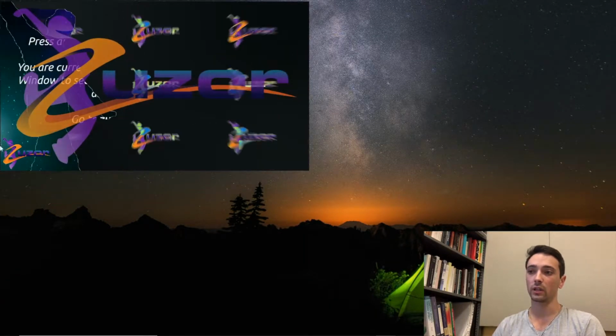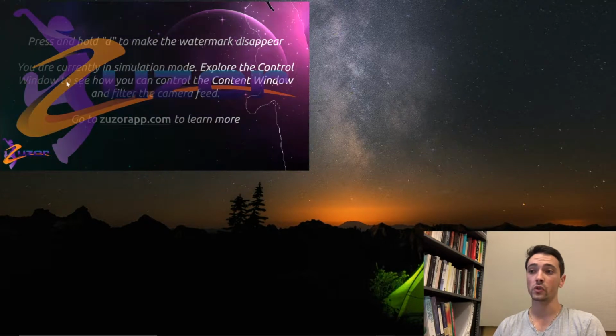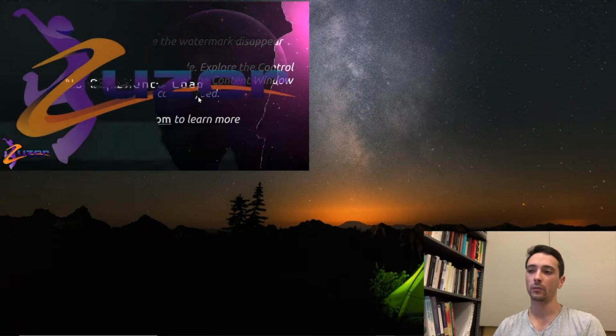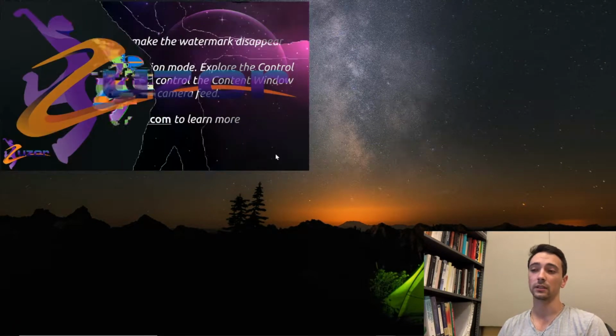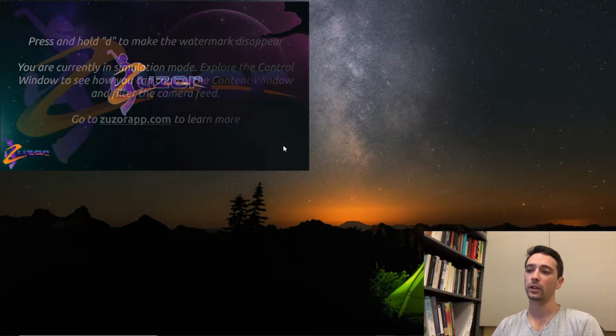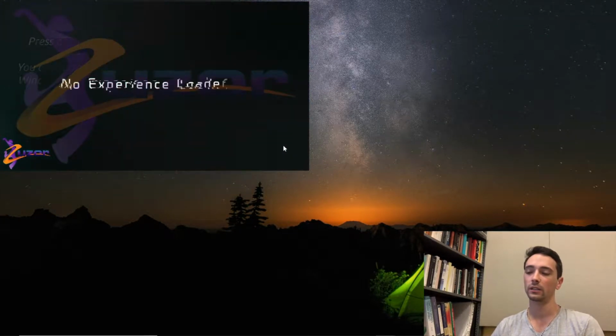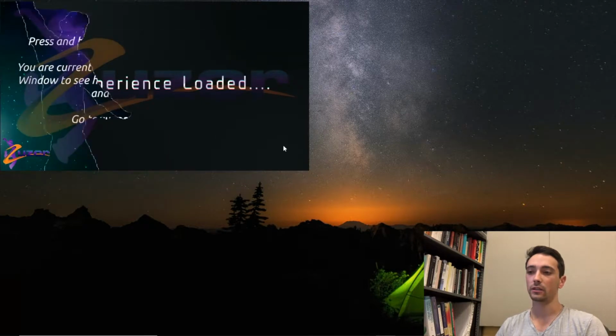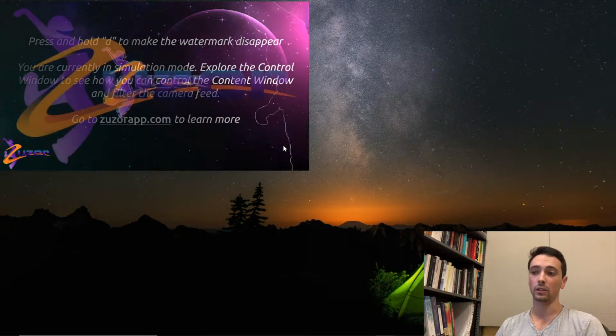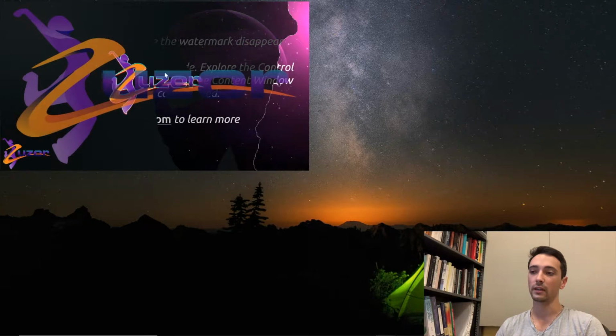In this content window, you can see our watermark. When you use Zuzor authoring, you can actually make it fade away by pressing and holding the letter D to disappear. That way you're able to better preview the experiences you're working on and really see their interactions. So again, we're looking at the content window here, and you can see the person moving left and right.